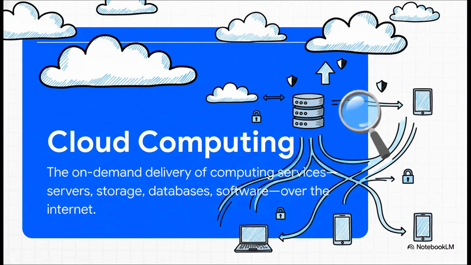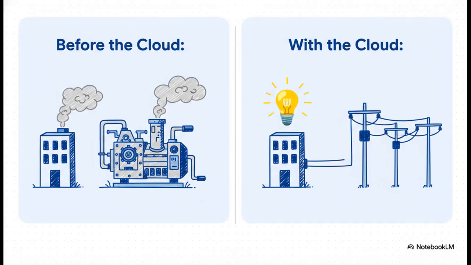Okay, so here's the textbook definition. Cloud computing is the on-demand delivery of all sorts of computer stuff. We're talking servers, storage, databases, software, all delivered over the internet. To put it simply, instead of buying and owning all the expensive hardware yourself, you're basically just renting it from someone else. And this really brings that utility analogy to life.